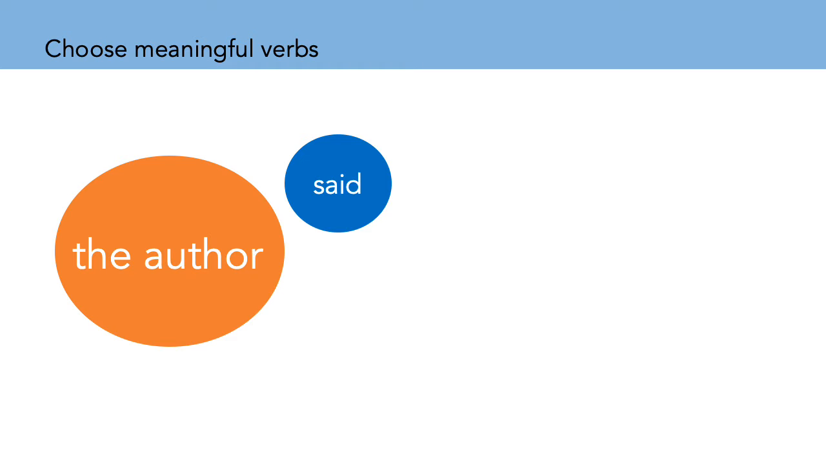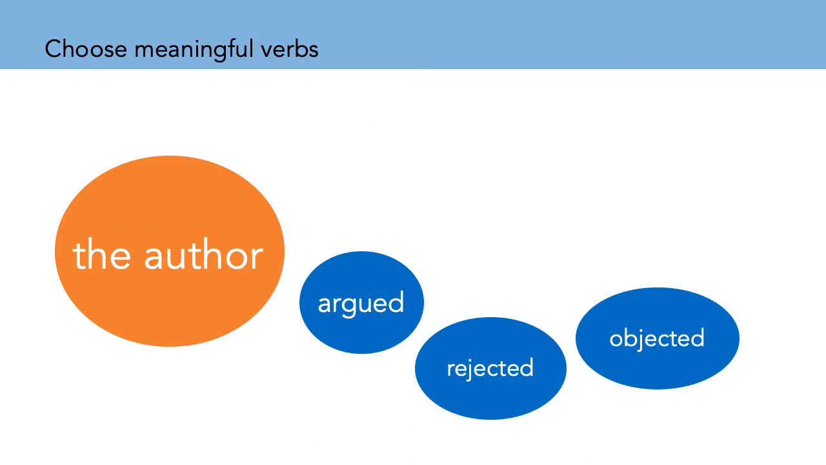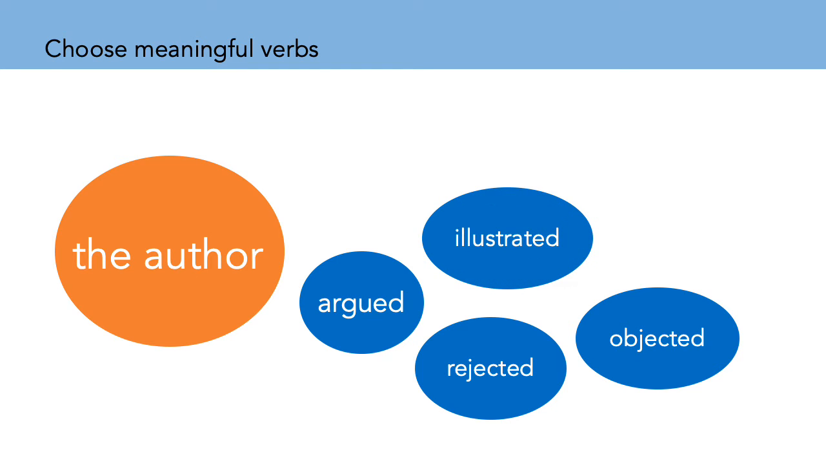In academic writing, be sure to choose meaningful verbs with a clear action, especially when reporting another author's ideas. Although common, said conveys little information. Verbs might instead indicate a strong argument, such as the author argued, rejected, or objected. Verbs might show a neutral tone as well, such as the author illustrated or discussed.